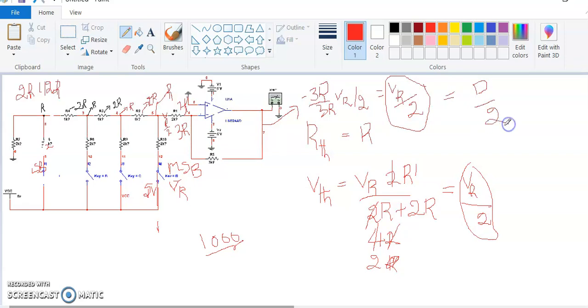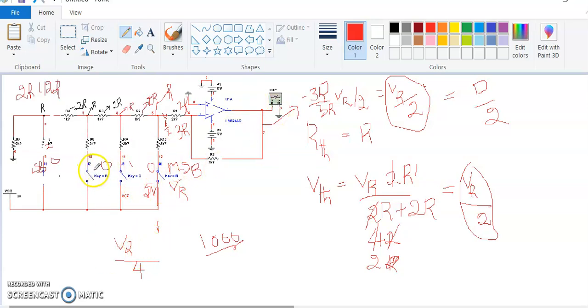Okay, suppose we want to calculate the voltage for a configuration where this one is 1 and the remaining are all zeros. For such a case, what do we get? We will get VR by 4, which is nothing but this voltage. So this is one case of the output of this circuit.